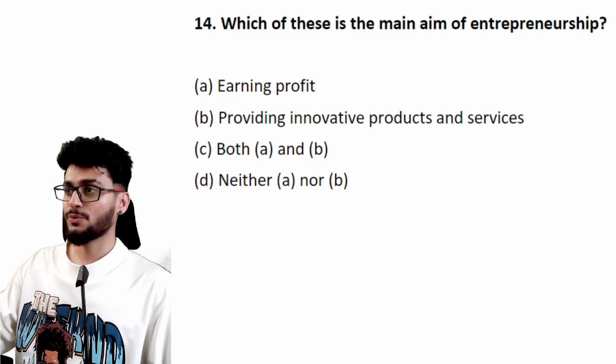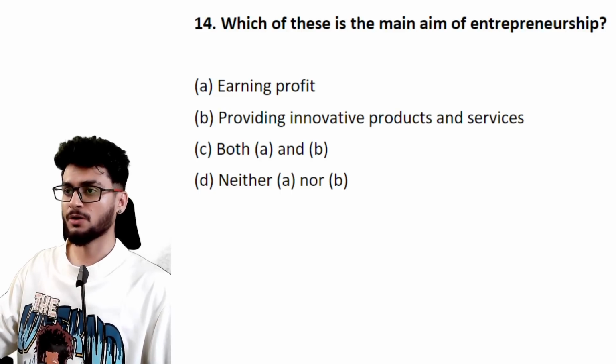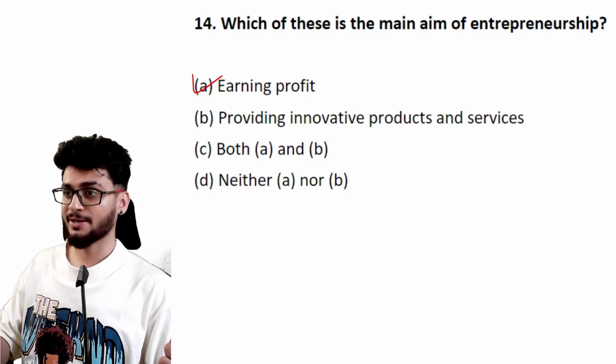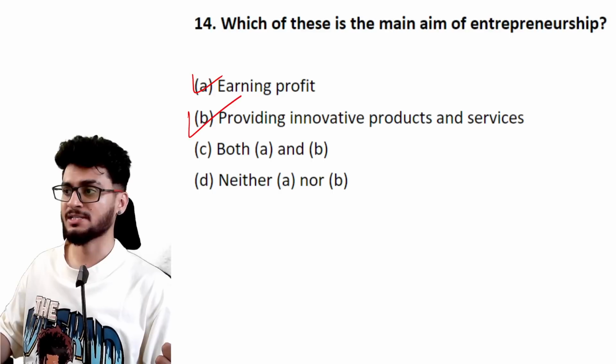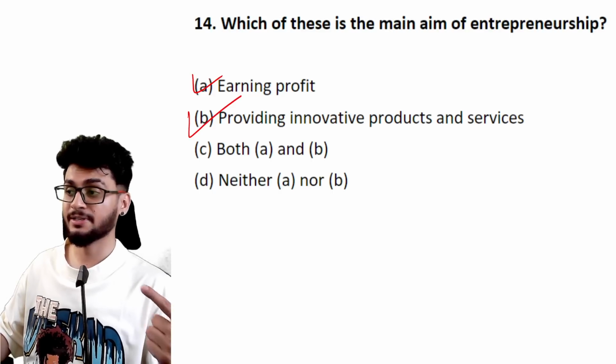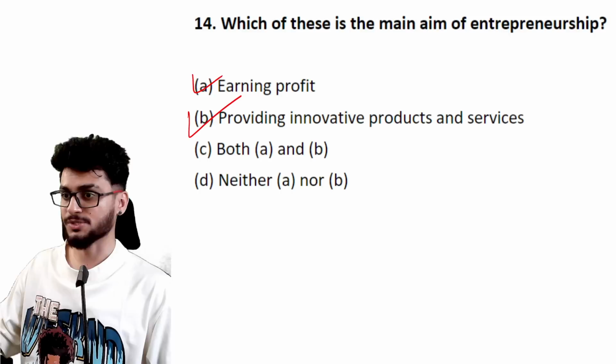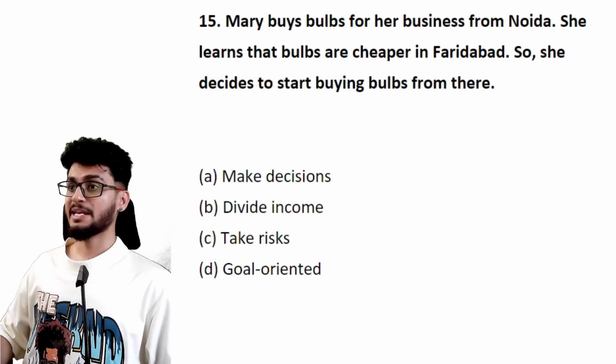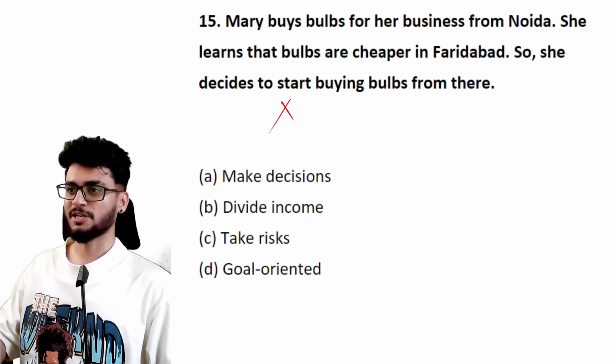Which of the following is the main aim of entrepreneurship? Earning a profit. Yes, we discussed two things: making a profit, and providing innovative products and services, or maybe solving the demands of the society. So this is the answer. Mary buys bulbs. Okay, so this question has already been done.